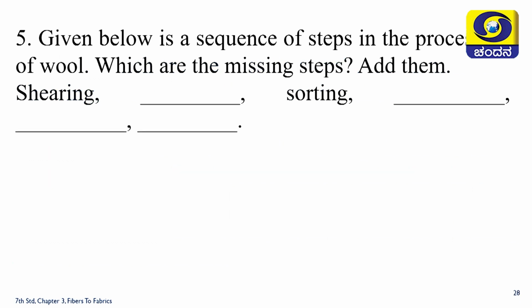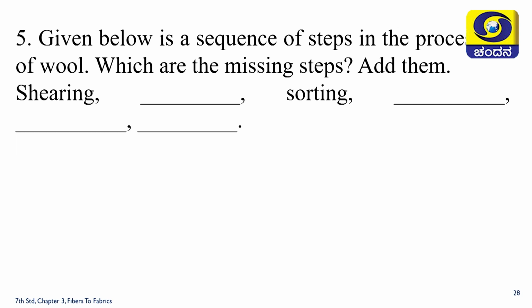And the fifth activity, fifth question, given below is a sequence of steps in the processing of wool. Which are the missing steps? Shearing, next is blank, third one is sorting and the rest three are blank. I think you students can easily fill in these blanks. There is a sequence of steps in the processing of wool.